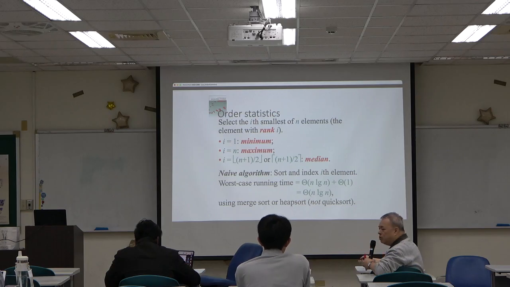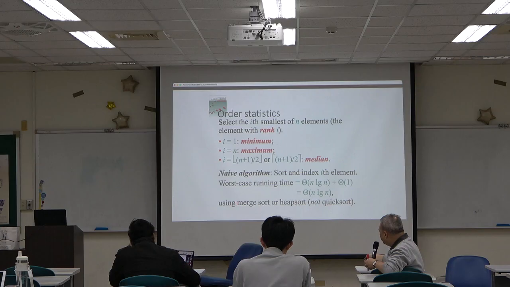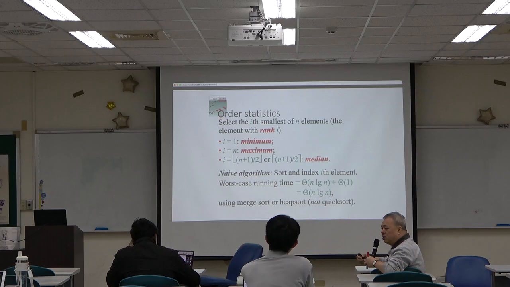So what sorting algorithm should we use? We could use merge sort, we can use heap sort, but not quicksort. Why don't we use quicksort? Because the worst case time complexity of quicksort is n squared, right? The expected time complexity for quicksort is n log n, but not the worst case. Here we are talking about worst case time complexity. If you want n log n, it will be merge sort or heap sort. So this naive approach obviously works.